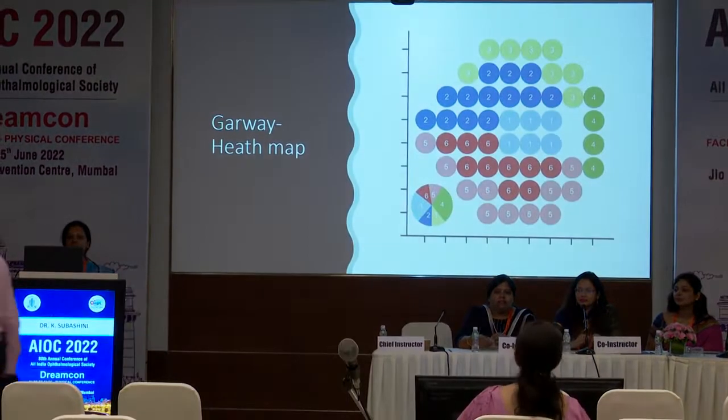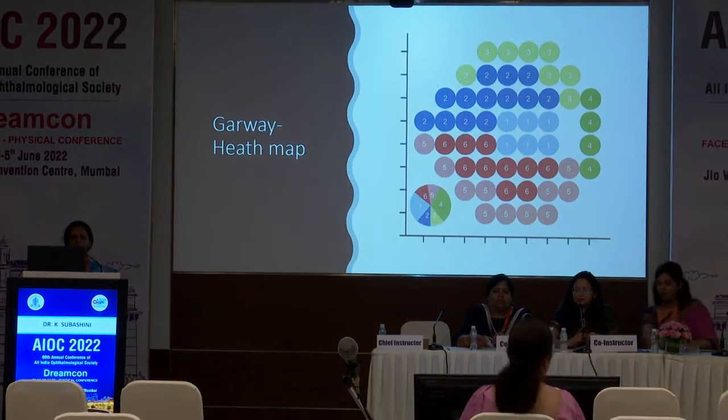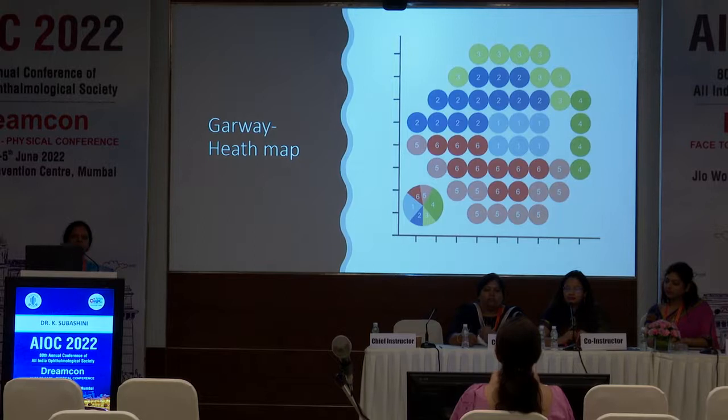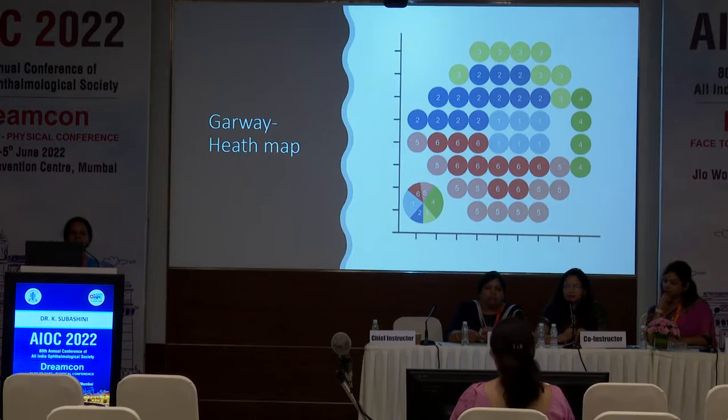This Garway-Heath map is a spatial map between the visual fields and the optic nerve head. You can see in the small circle at the left bottom, which represents the optic nerve head, that it is divided into 6 sectors. You can see the 24-2 field and the numbers within those visual field locations, represented as circles. These numbers correspond to the sectors of the optic nerve head.